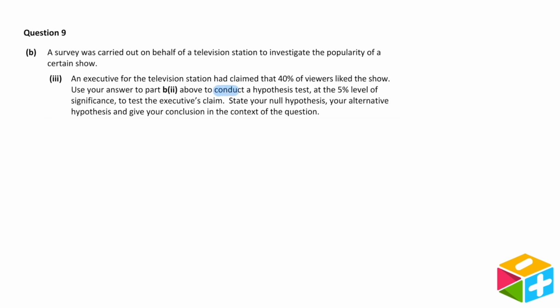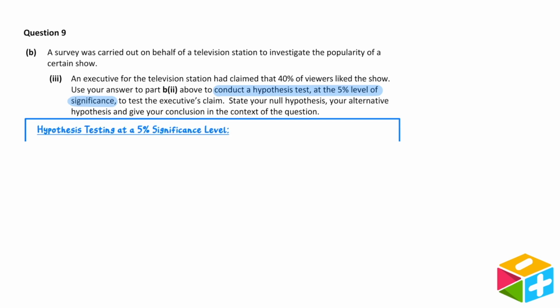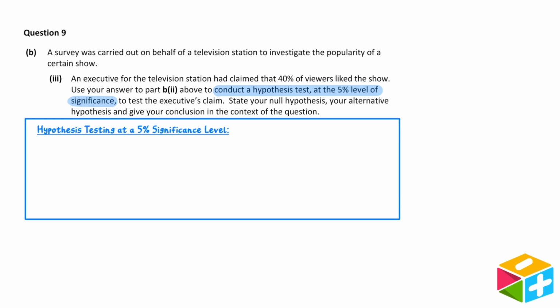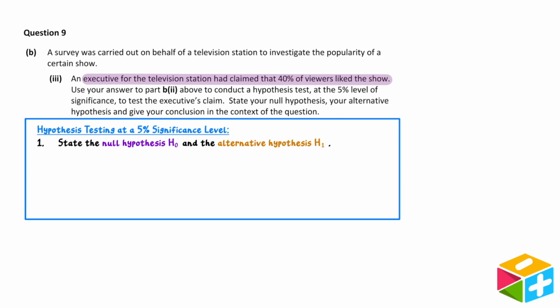In this question, we must conduct a hypothesis test at a 5% level of significance. This procedure can be broken down into a number of steps. The first step is to state the null hypothesis, H0, and the alternative hypothesis, H1. In our scenario, the executive claimed that 40% of the viewers liked the show. Usually, the null hypothesis will involve equality and will correspond to whatever claim is being made.